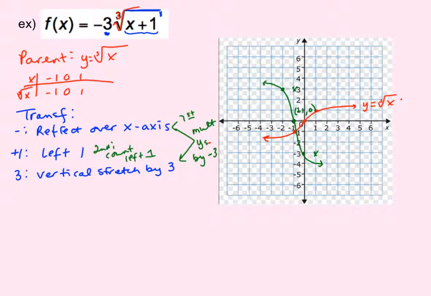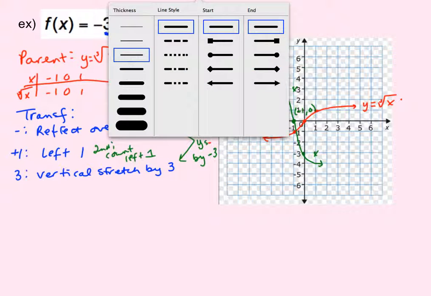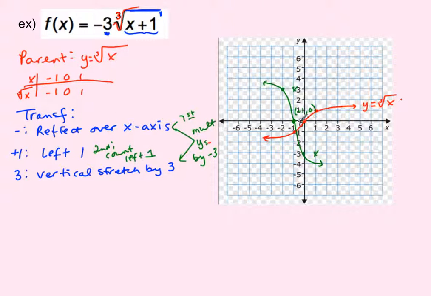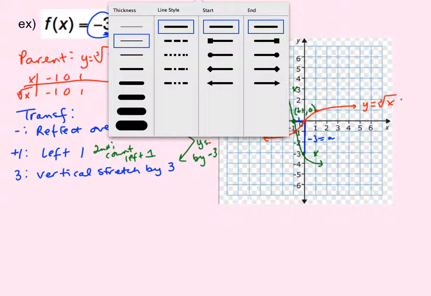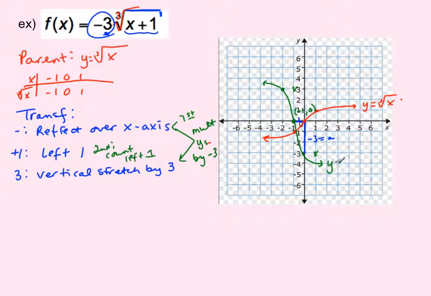And then if I look right 1 from there, and I see how far up or down it goes, I see this right here is down 3. That should be my A value, and ta-da, it is. So this is perfect. So this is the graph of y equals negative 3 cube root of x plus 1. And that's an example of them all put together in conjunction with each other and how to use them all at the same time.